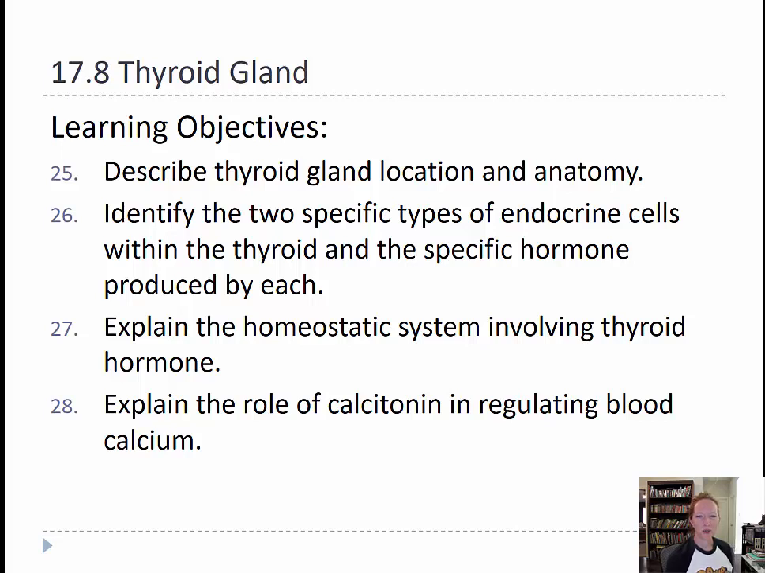Hi everyone. We're going to move on and take a look at section 8 of chapter 17, and this is taking a look at a new endocrine gland, which is going to be the thyroid gland. So we're going to be taking a look at the anatomy first, and then how the thyroid hormones are going to be produced, and then we'll talk about, of course, the effects of thyroid hormone. Take a look at some clinical disorders that are associated with thyroid hormones, and then we'll take a look at another hormone that's secreted from the thyroid gland.